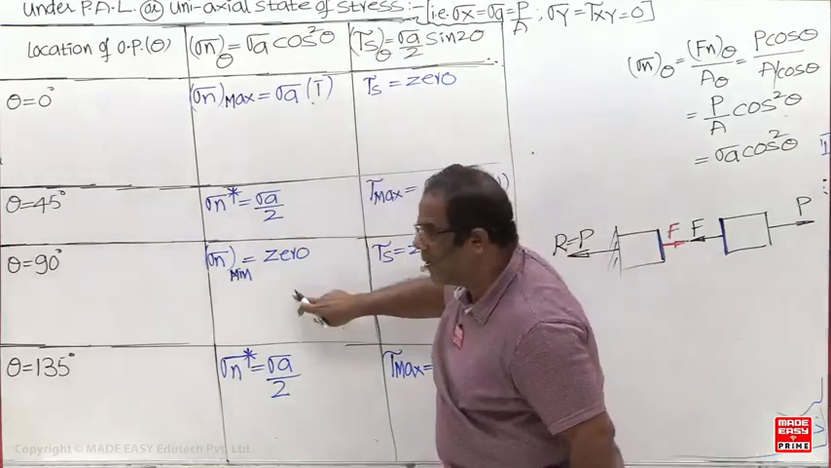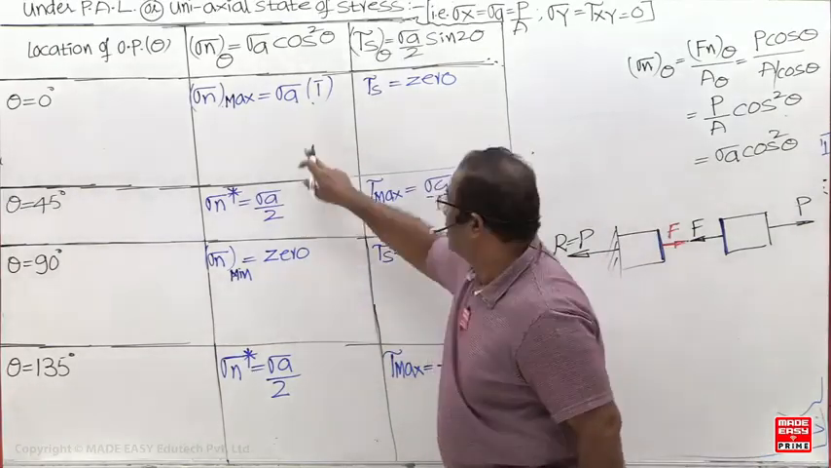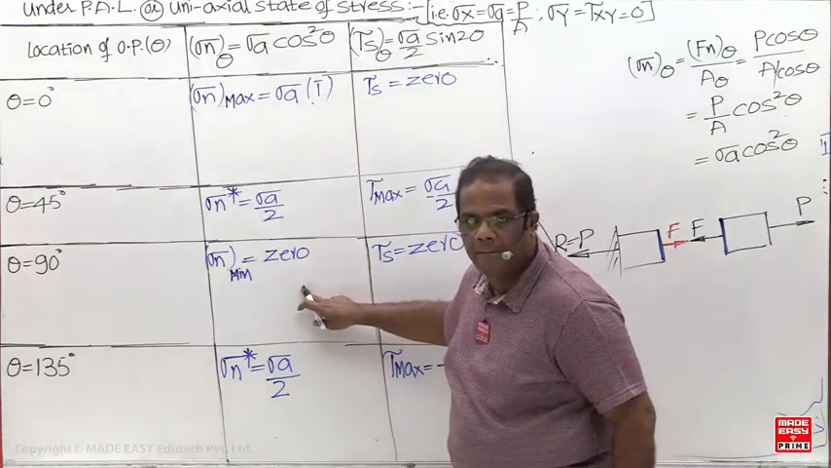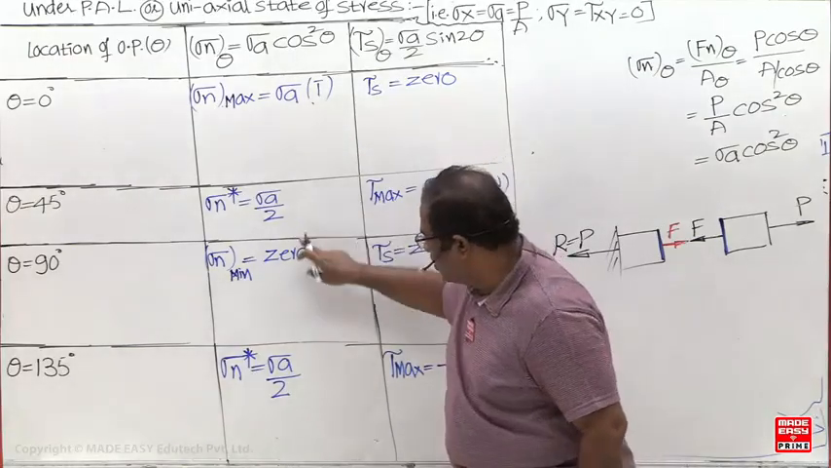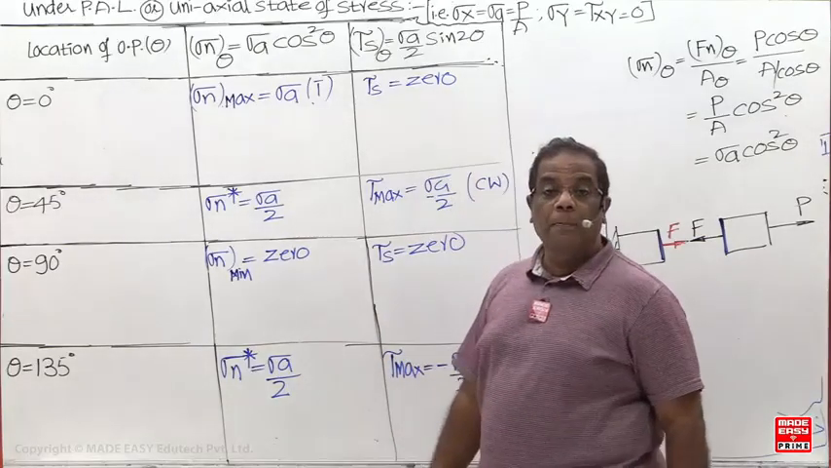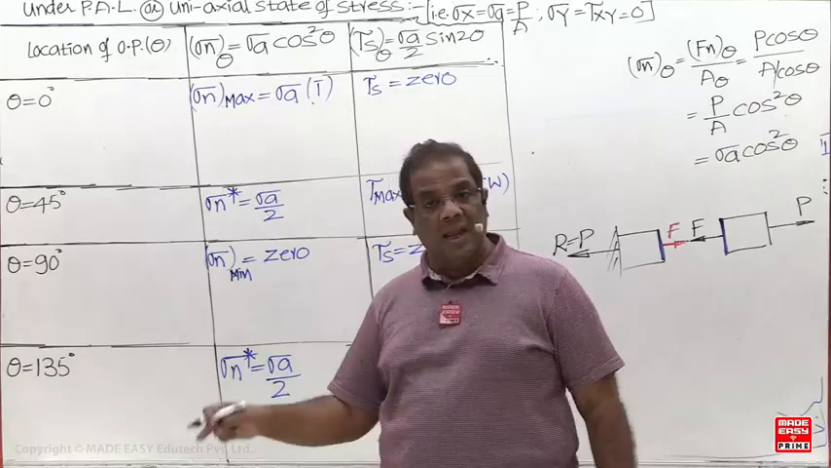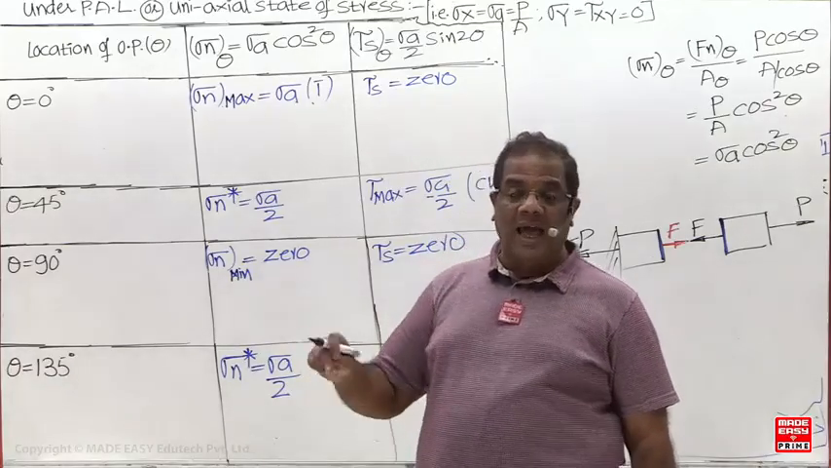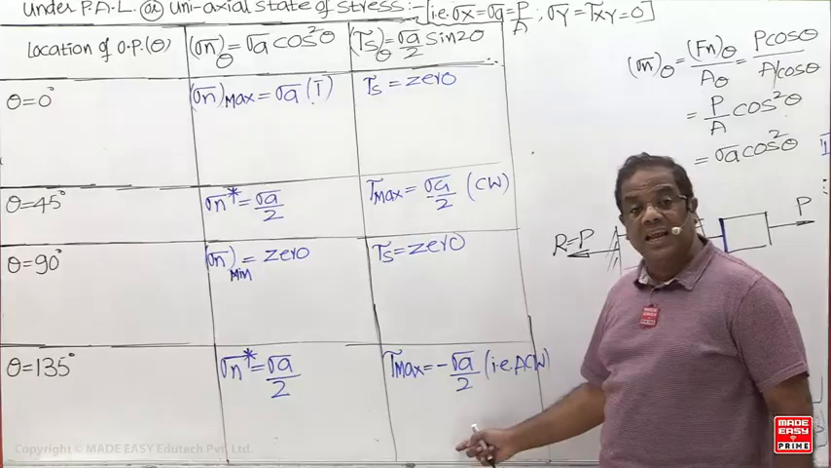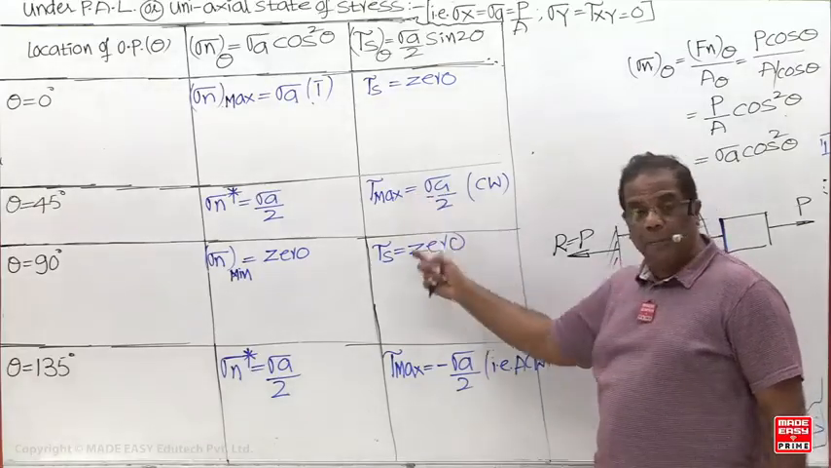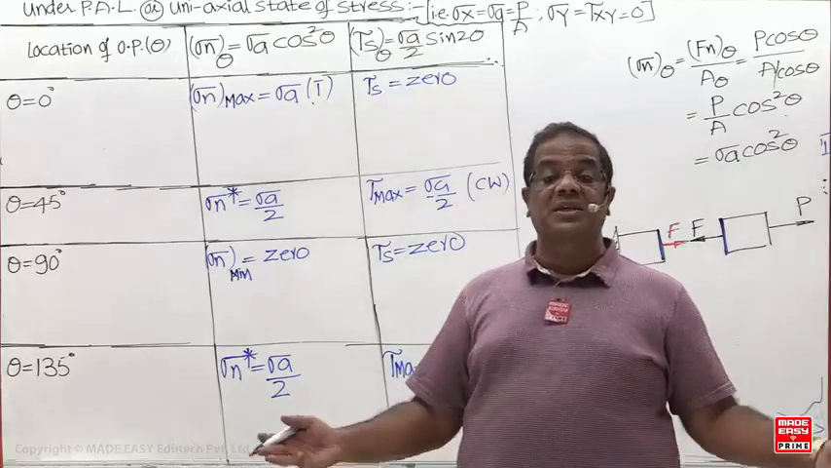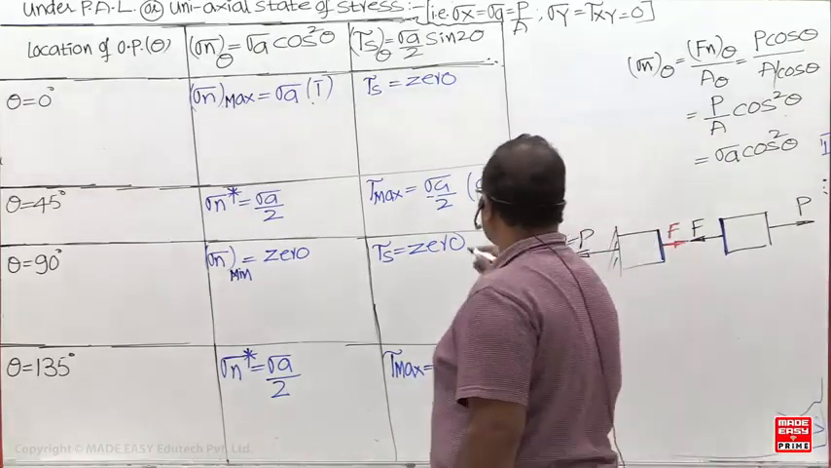What is the angle between these two planes? 90 degrees, complementary. Are these two equal or unequal? Unequal. But on these two planes, once again they are 90 degrees, but these two are equal. So on two perpendicular planes, normal stress may be equal, unequal, like, or unlike. But always on two perpendicular planes, shear stresses are equal and unlike. That's why complementary shear stresses are equal and unlike.